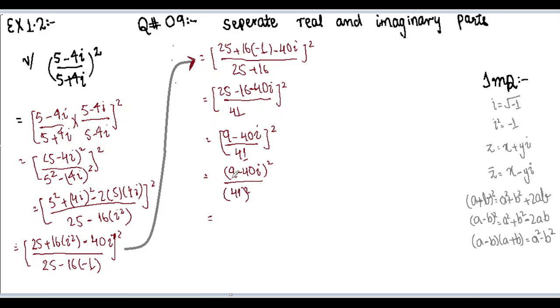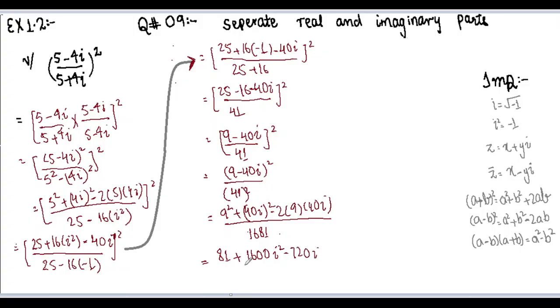So 9 minus 40 iota gives a minus b whole square, which is equal to a square plus b square minus 2ab. So we are going to use it over here. It becomes 9 square plus 40 iota whole square minus 2 into 9 into 40 iota whole divided by 41 square, which equals 1681, equals to 9 square gives us 81 plus 40 square gives us 1600 into iota square minus 2 into 9 gives us 18, and 18 into 40 gives us 720 iota whole divided by 1681.